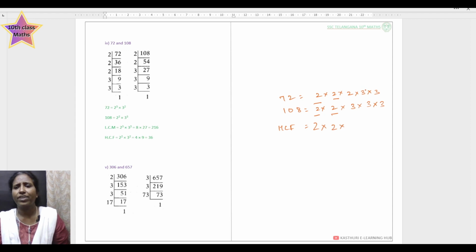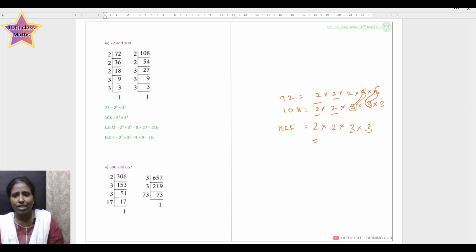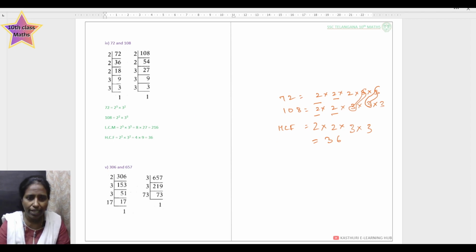Yeah, and we can do like this also if that method is confusing. 3. Okay, so and this, so into 3. Okay, so our HCF is 2 into 2, 4. 4 3s are 12. 12 3s are 36. Our HCF is 36. Okay, so LCM is 2 cube into 3 cube.